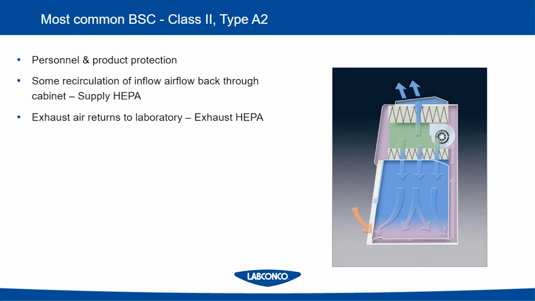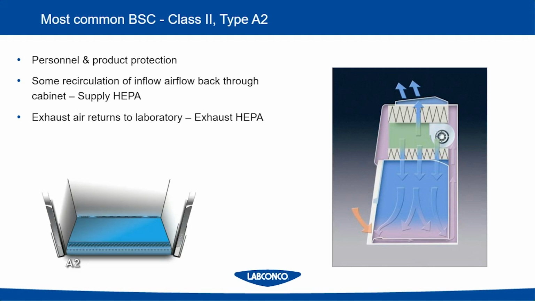As the airflow comes into the front of the cabinet, it's driven under the work surface, up the back of the biosafety cabinet, and into a shared plenum. Some of this air at that point is pushed through the exhaust HEPA filter back to the lab, and some of the air is pushed back down over the work surface to provide that product protection that we require from our Class II biosafety cabinets.